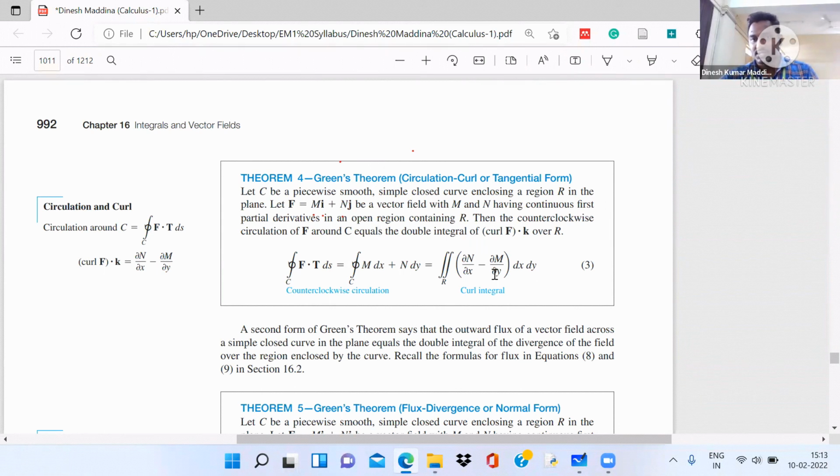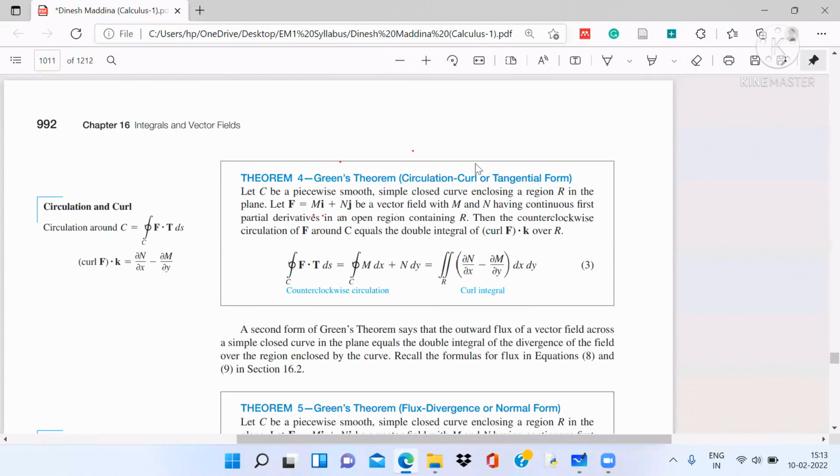I am not saying that you will understand this 100% properly, but at least you get one idea. Green's theorem means converting from a line integral to a surface integral, that means single to double integral. Here M means it is a vector field. You understood something, na? Yes, sir.